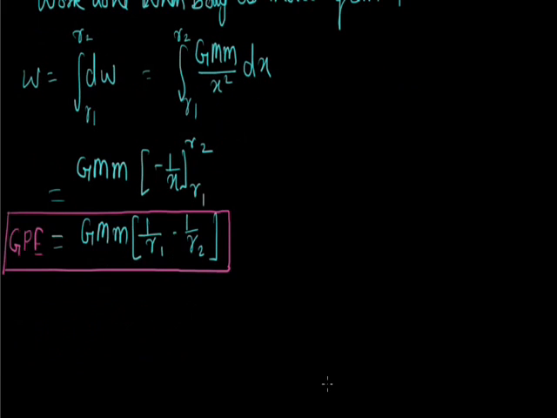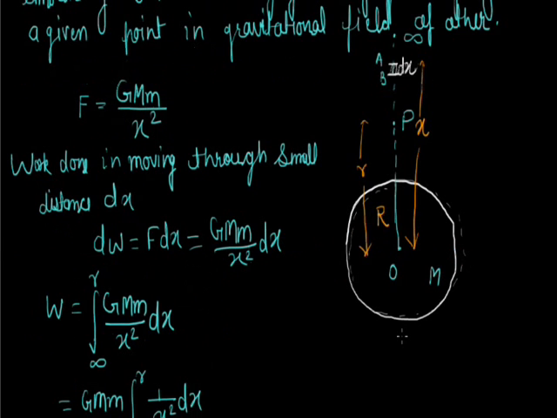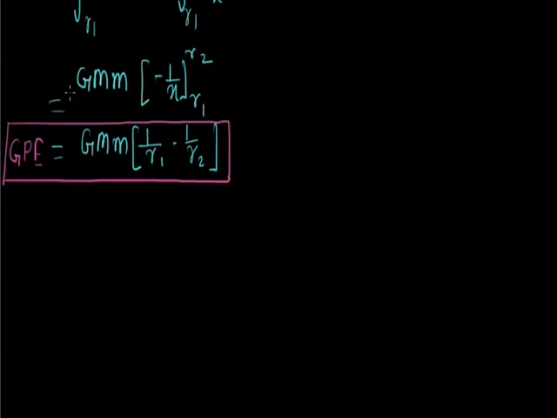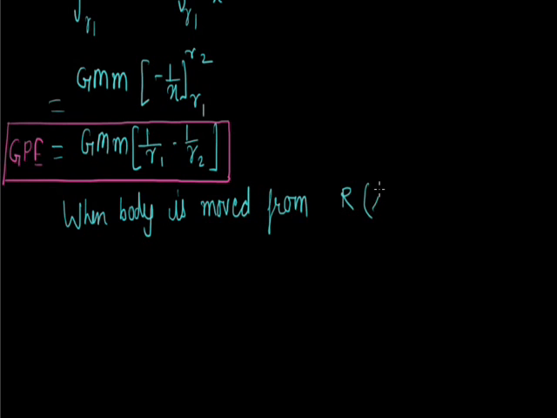Similarly, if we want to find out the gravitational potential energy when the body is moved from capital R, meaning the radius of the earth, from the surface to a certain height h, we can again get the expression. This time limits will be R to R plus some height h. So gravitational potential energy when the body is moved from R, meaning the surface, to a certain height, meaning R plus h.